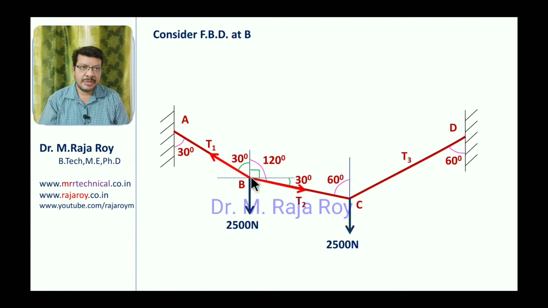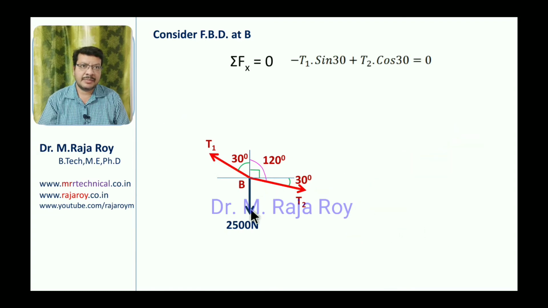If you select B point, if this angle is 30 degrees, this angle will become 30. If this total angle is 120 degrees and up to here this angle is 90, means this bottom portion of the angle is 30 degrees. Something in this way, you just mark the angles. After marking the angles, you draw the free body diagram like this. This is the free body diagram.